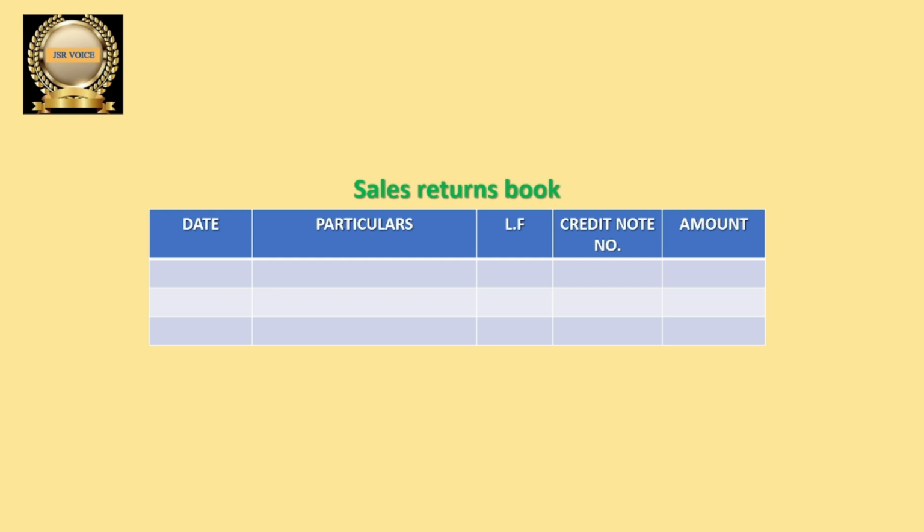Date column, in the date column we should record the date. In particulars column, the name of the customer who is actually returning. LF column is always empty. The next column is credit note number. In case of purchase returns, it is debit note number. So here it is credit note number. Last one is amount. So this is the format of the sales returns book. Let us discuss the next one.